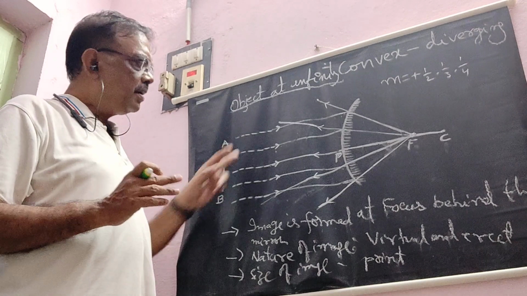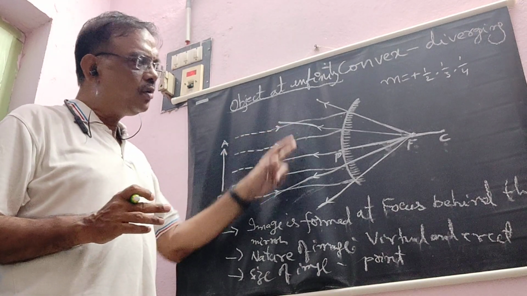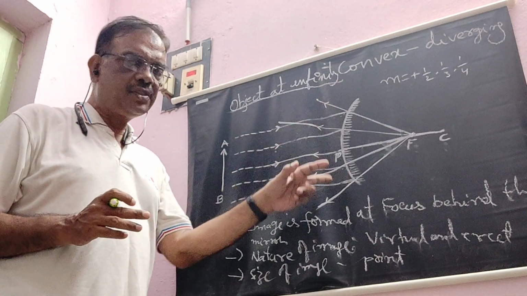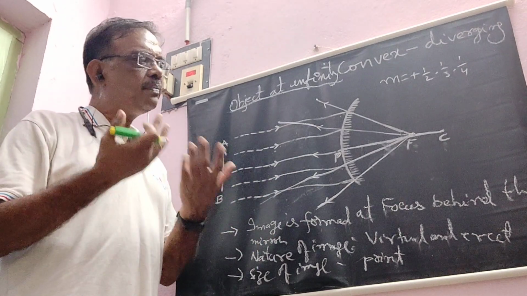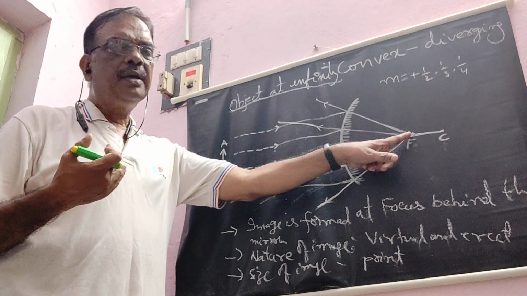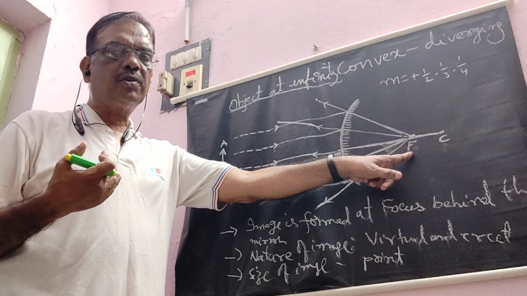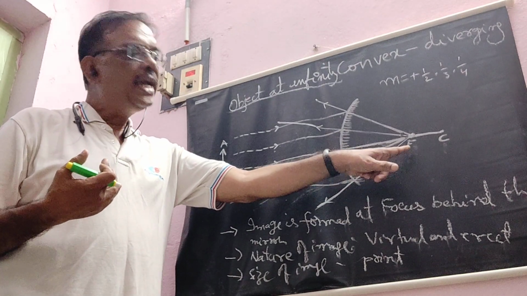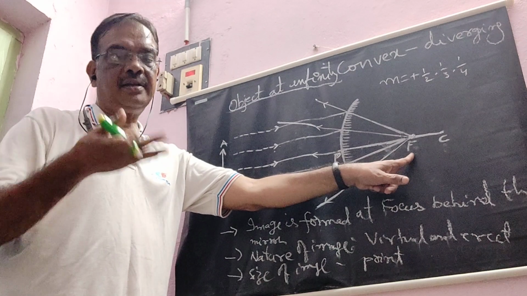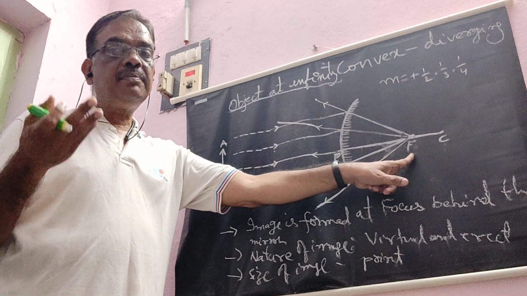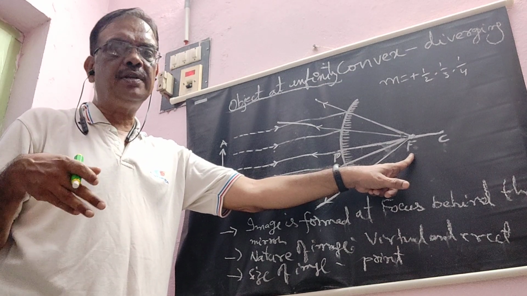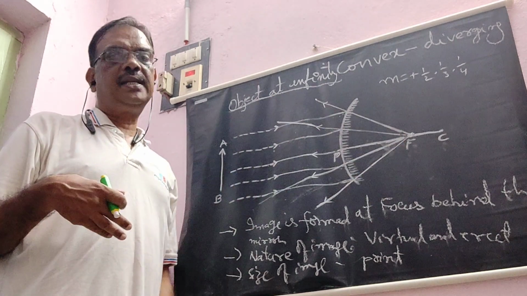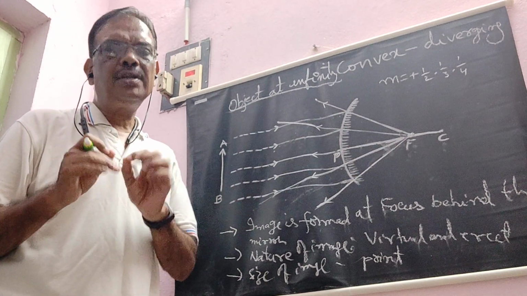Now, rays incident parallel to the principal axis on the reflecting surface of a convex mirror, a diverging mirror, after reflection, appear to diverge from a point behind the reflecting surface. That point is called the focus. Where is the image formed? At the focus behind the mirror. Nature of the image: virtual and erect. Why are we saying this? Because the rays are not actually meeting. They appear to have come from behind the mirror. Size of the image: diminished.